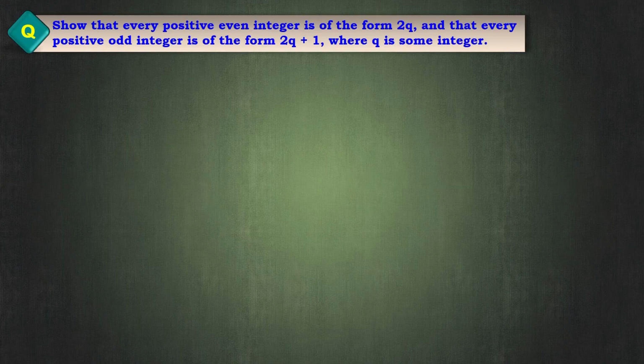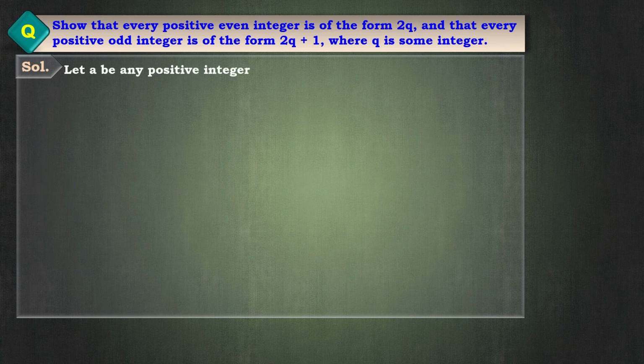Now let's take a look at the next question. Show that every positive even integer is of the form 2q and that every positive odd integer is of the form 2q plus 1, where q is some integer. Okay, so this is the same type of problem that we have done earlier.